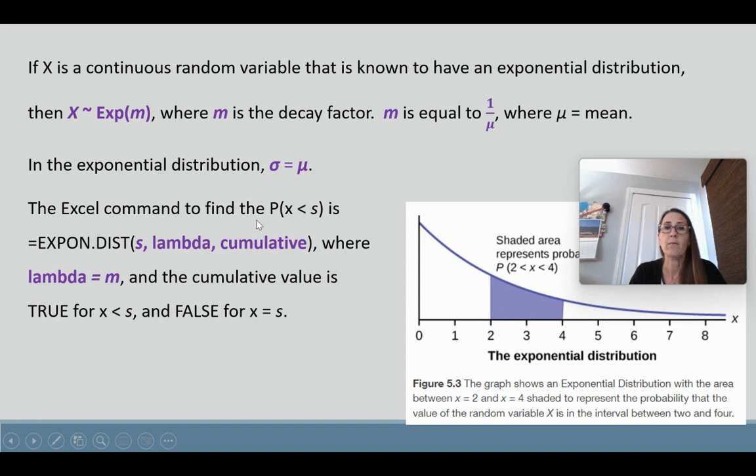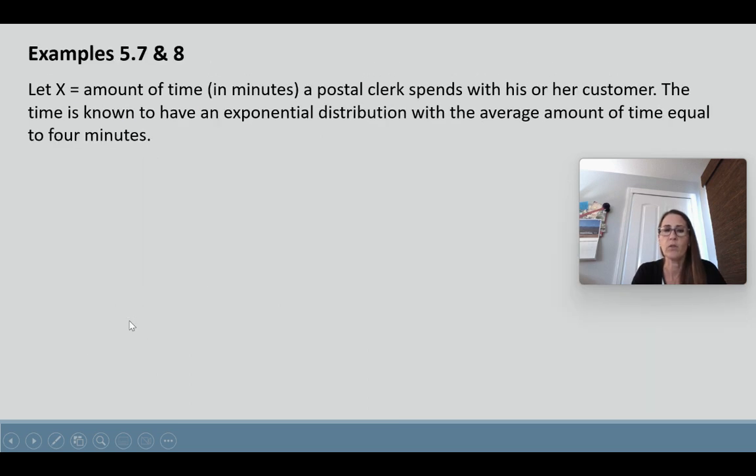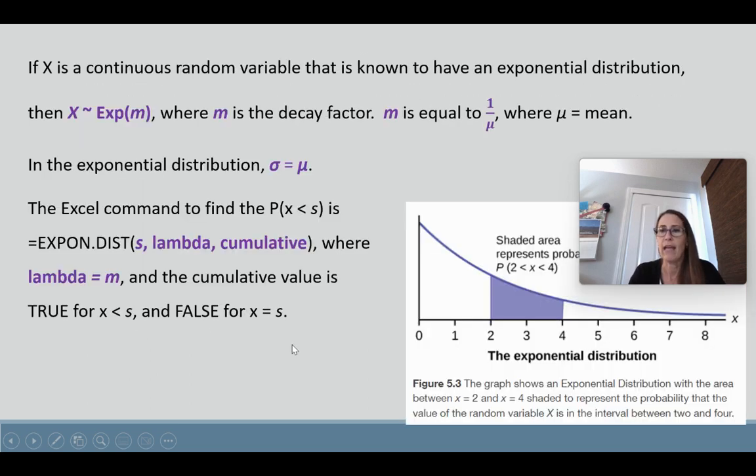And we can use the Excel command to find the probability that x is less than some number s with this function here, EXPON.DIST. The arguments we use are s, the value we're looking for, and lambda, which is what Excel calls it, but that's our m value. And then the cumulative argument is just like we've seen with the binomial distribution, where we use true for less than and false for equal to. Now, less than or equal to, I didn't write it here, is the same as less than. So we only have that situation or the equal to situation.